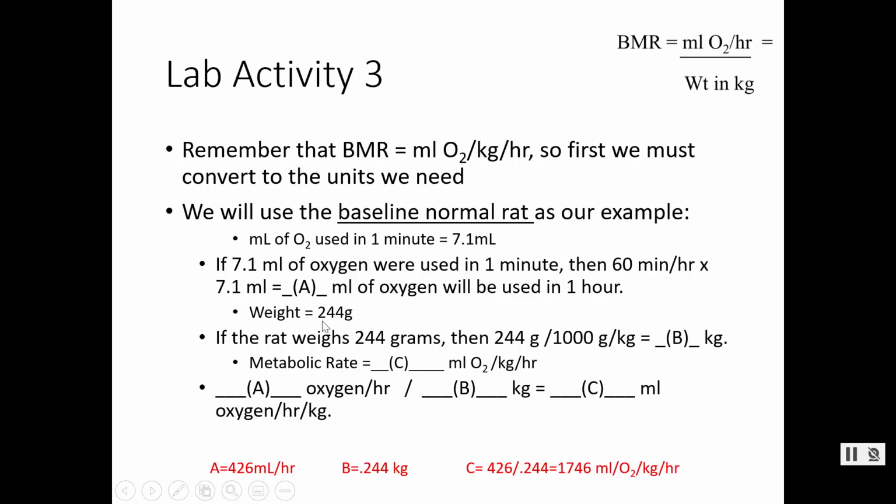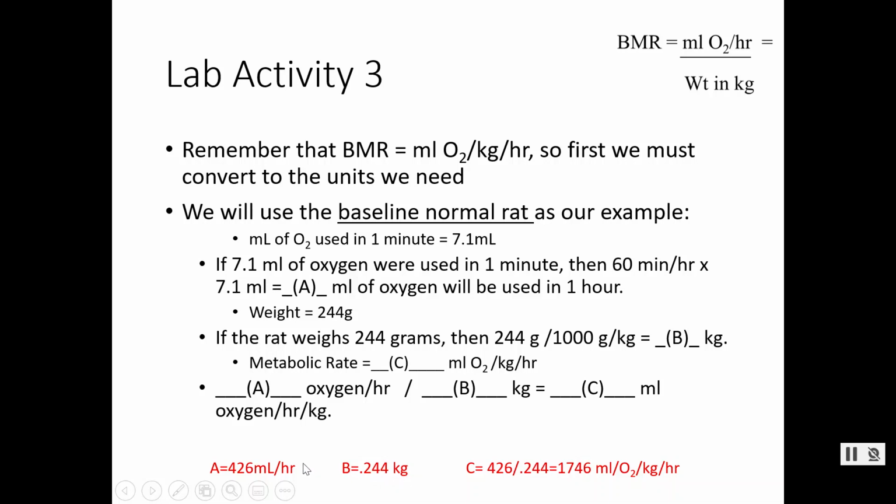So you should have been able to take 7.1 milliliters of oxygen in 1 minute. Multiply that by 60 minutes per hour. That gives us 426 milliliters per hour of oxygen. Our weight was 244 grams. We're going to move our decimal place 3 places to the left. This gives us 0.224 kilograms for our rat.